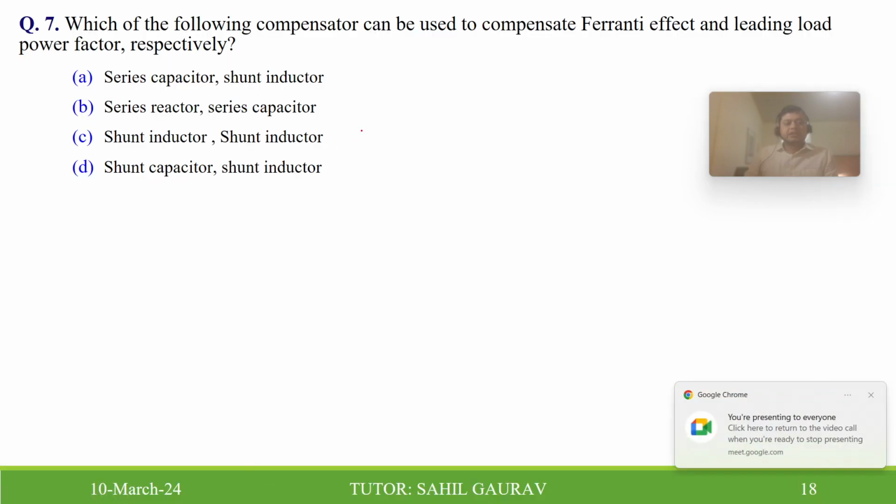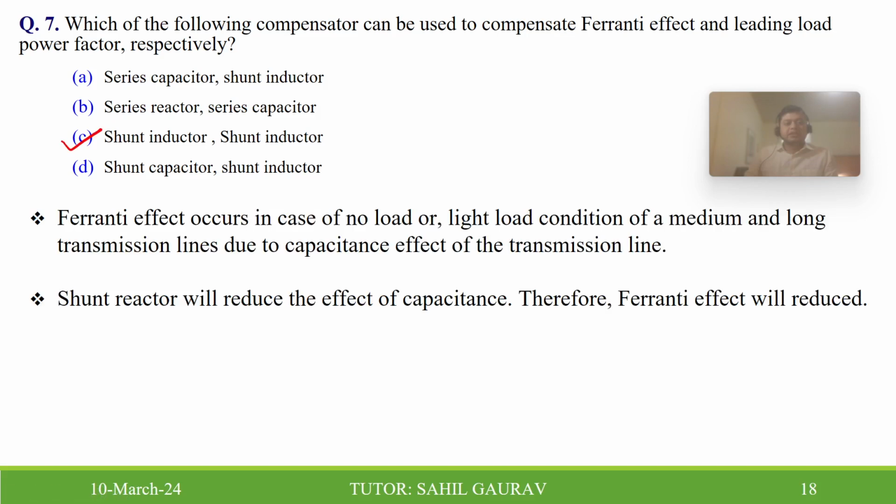So for both the Ferranti effect and leading load power factor, we use shunt inductors. The Ferranti effect occurs in the light load or no load condition for a medium and long transmission line due to the capacitance effect of the line. Therefore, we require a shunt reactor that will reduce the effect of capacitance, and in that way the Ferranti effect will get reduced. And for leading load power factor, it is obvious that we have to use a shunt inductor for compensation.